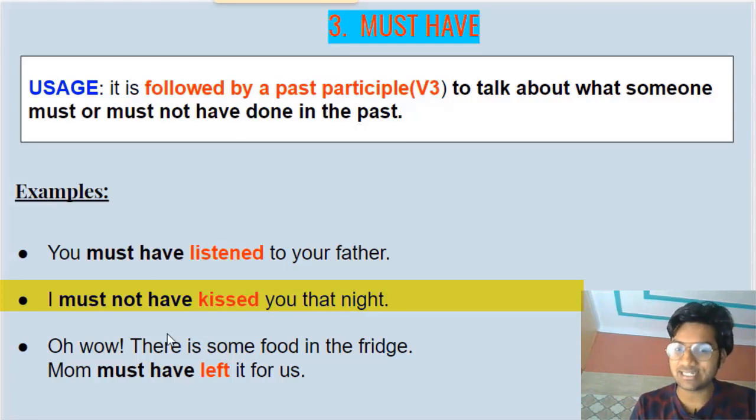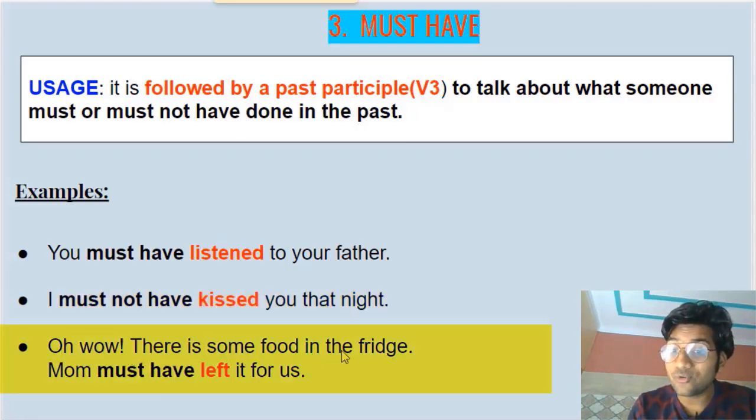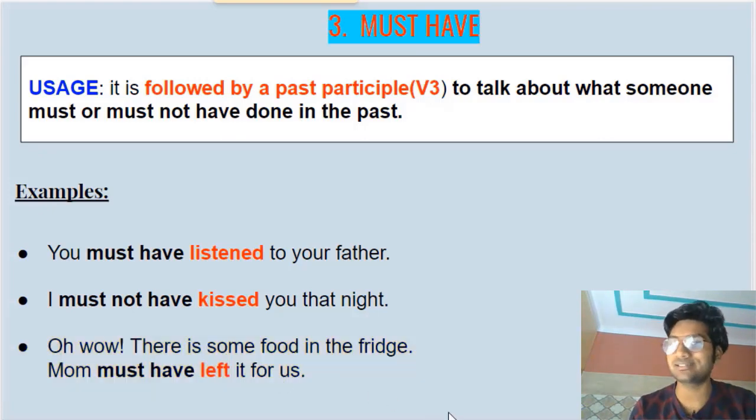Okay. Last example. Oh wow, there is some food in the fridge. Mom must have left it for us. So you don't know it for a fact, but you're quite certain about it. And you go, Mom must have done it. Mom must have left this food for us. That's how you use must have.